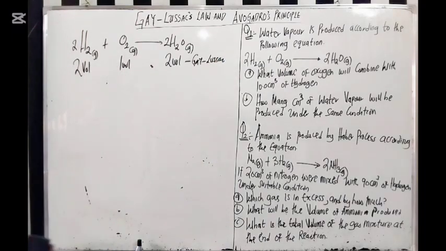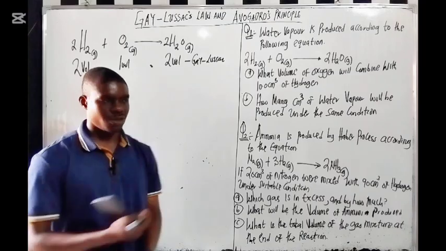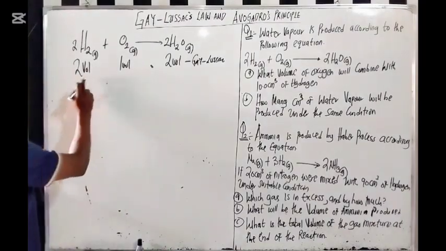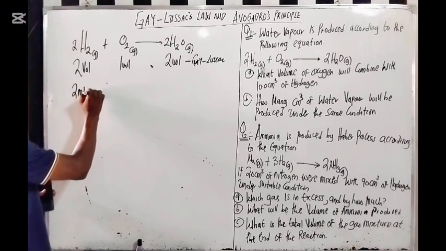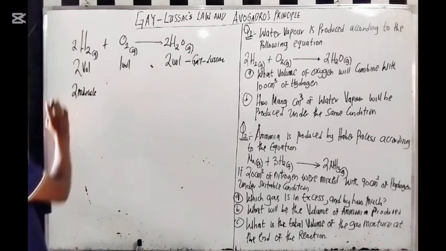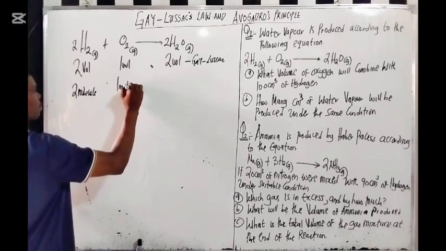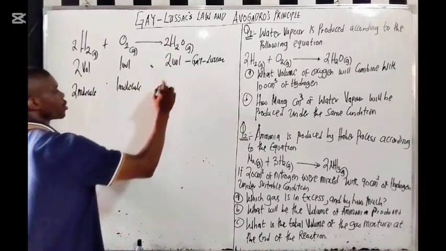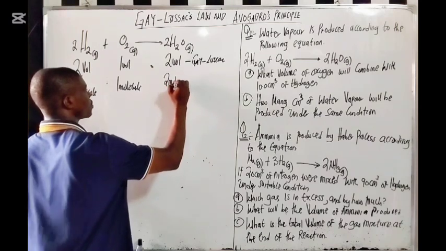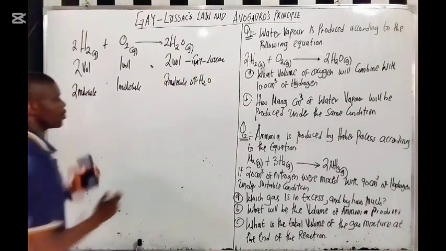Is it okay? This is called the Gay-Lussac. Now, for Avogadro's, it is just molecules instead of gases. You understand? So if there are two volumes of H2, you are going to have two molecules of H2 react with one molecule of O2, then produce two molecules of H2O. Do you understand?